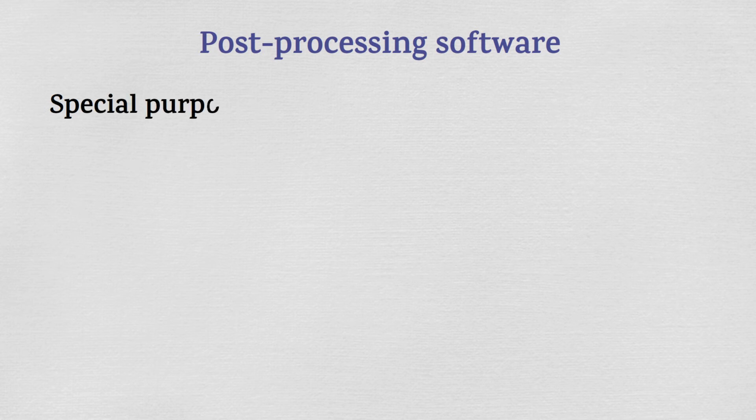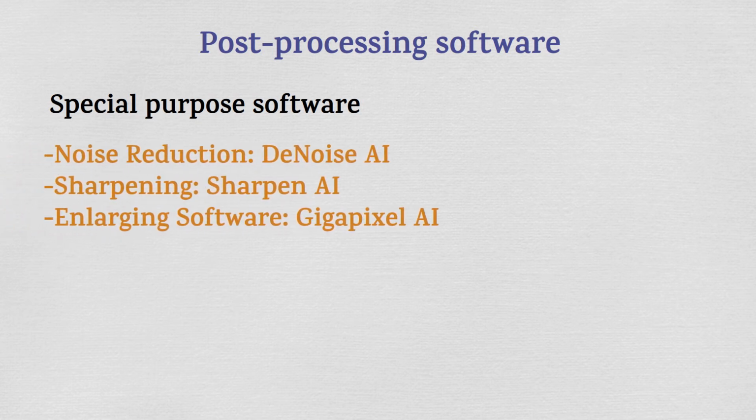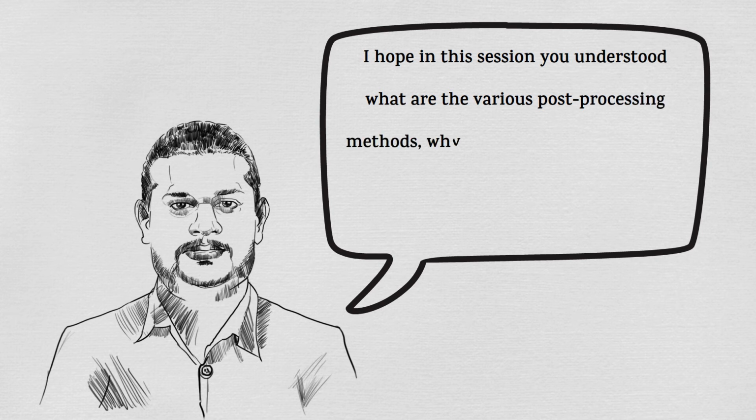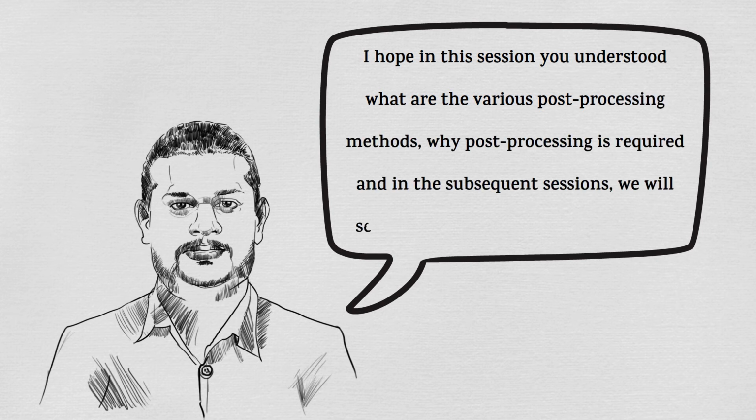There are various special purpose softwares which are dedicated to one particular feature of post-processing. Like for noise reduction, you have AI Denoise. For sharpening, you have AI Sharpen. For enlarging, you have AI Gigapixel. These softwares will help you do one particular dedicated job on your image. I hope in this session you understood what the various post-processing methods are, why post-processing is required, and in the subsequent sessions we will see in detail how to do post-processing.